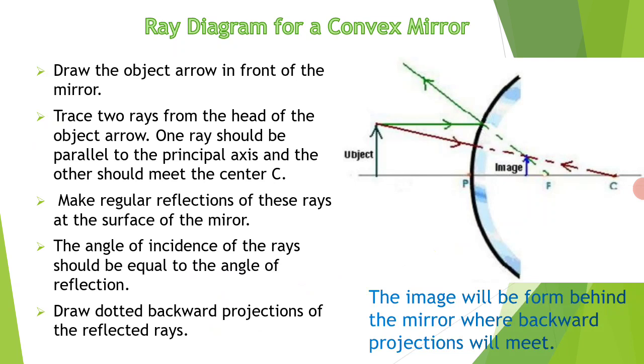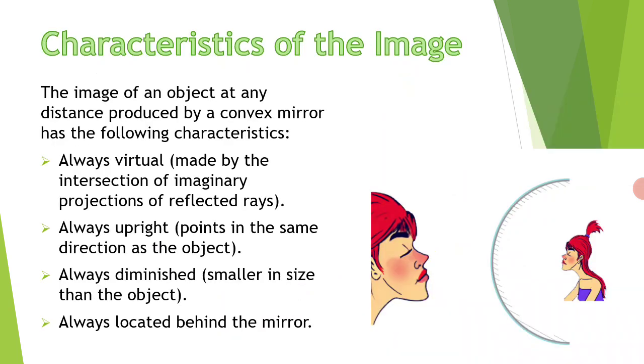Make regular reflections of these rays at the surface of the mirror. The angle of incidence and the angle of reflection should be equal, as we know from the first law of reflection, which states that the angle of reflection is always equal to the angle of incidence. So draw dotted backward projections of the reflected rays. You will see the image will form behind the mirror where the backward projections meet.